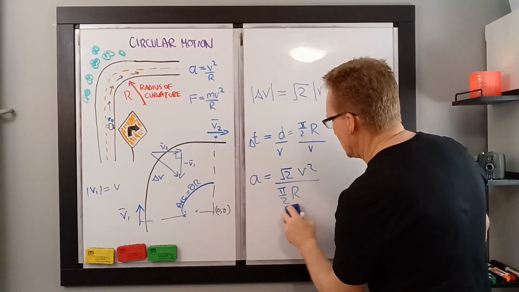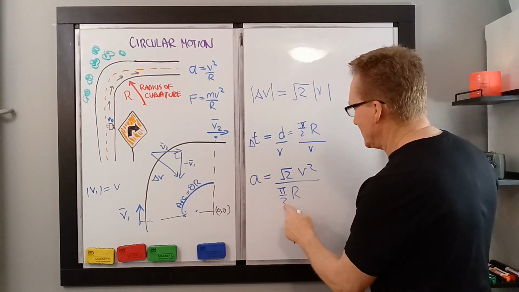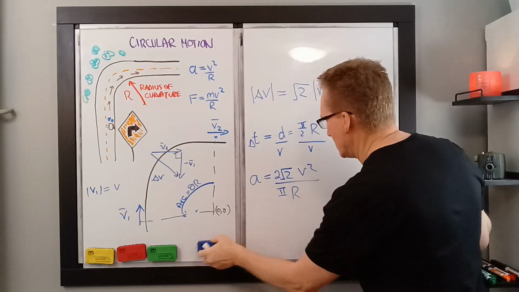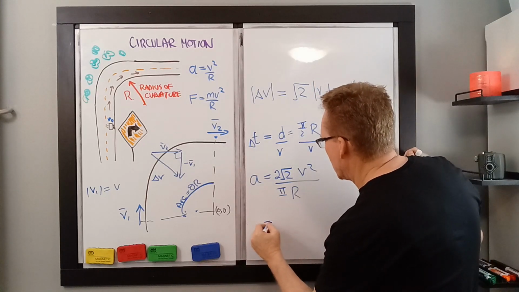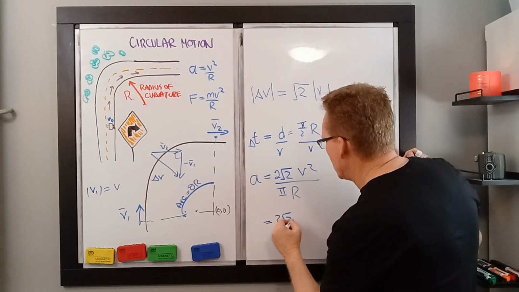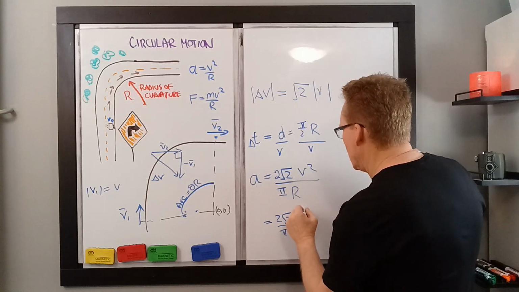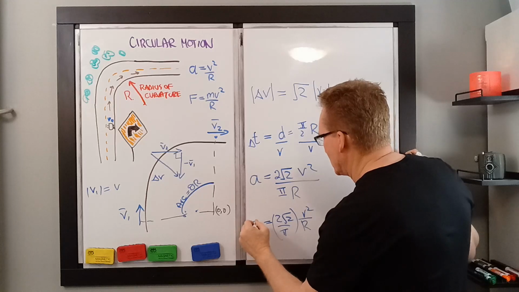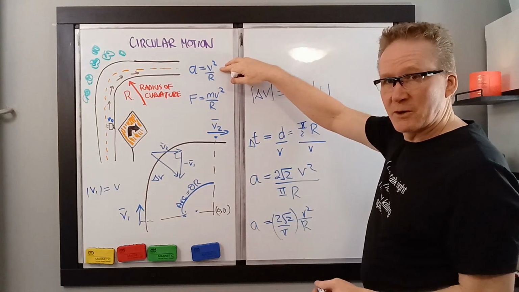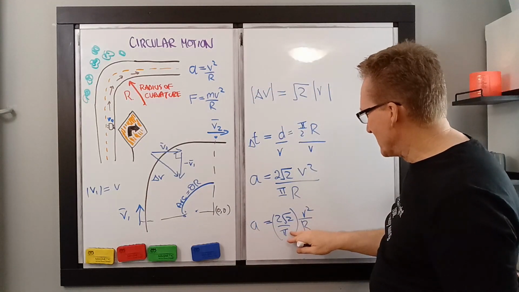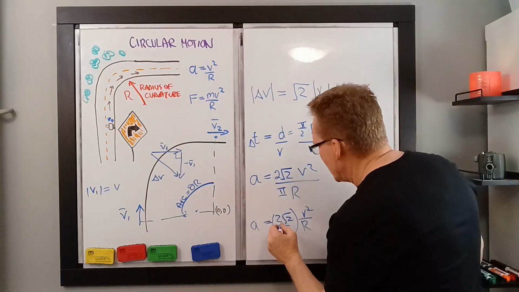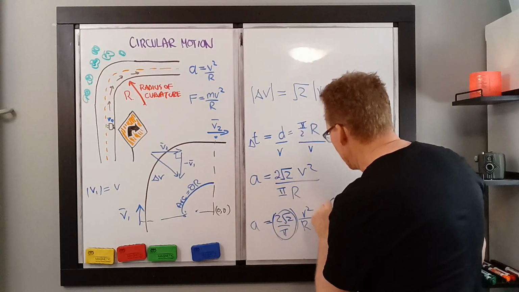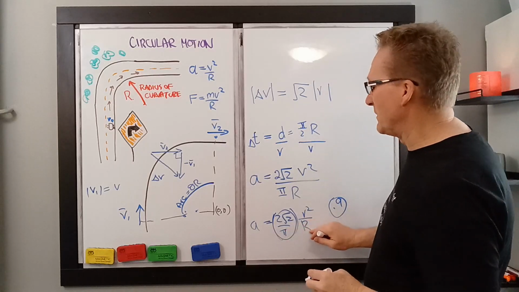I'll just erase this. And this 2 can go up here, just to move it up there. And then we're going to have 2 root of 2 over pi times v squared over r is the acceleration. Now that's not quite v squared over r. That's v squared over r times this. And if you happen to calculate this, this here is actually equal to about 0.9. It's not quite 1. If this was 1, then this would be v squared over r.